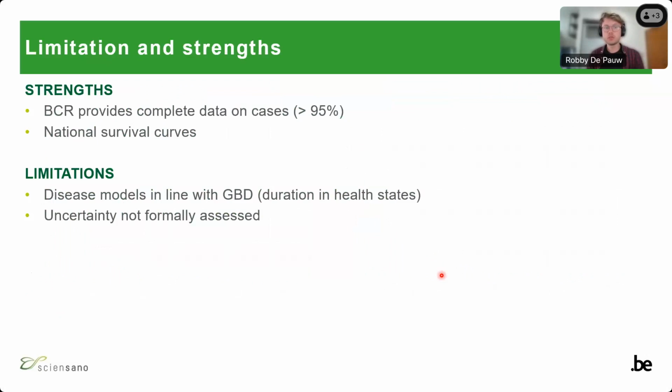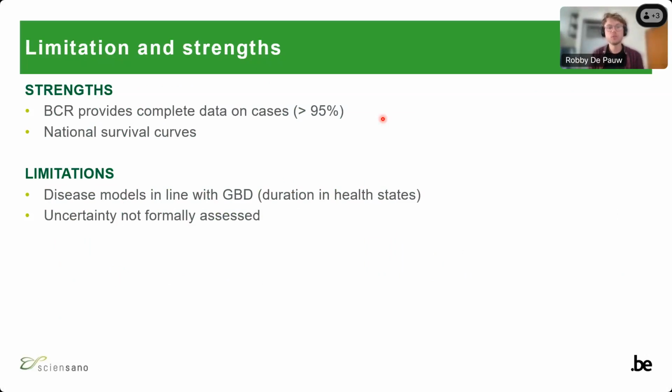Some limitations and strengths, and afterwards a slide with future plans. So the Belgian Cancer Register provides very complete data. It's normally exhaustive for more than 95% of the Belgian population. And we also have national survival curves readily available that we can use and incorporate in the estimates.